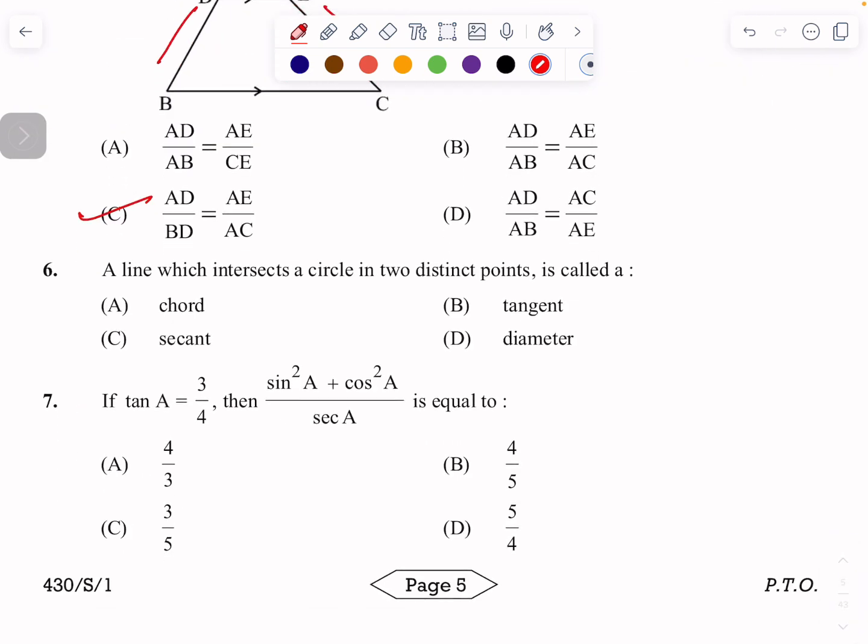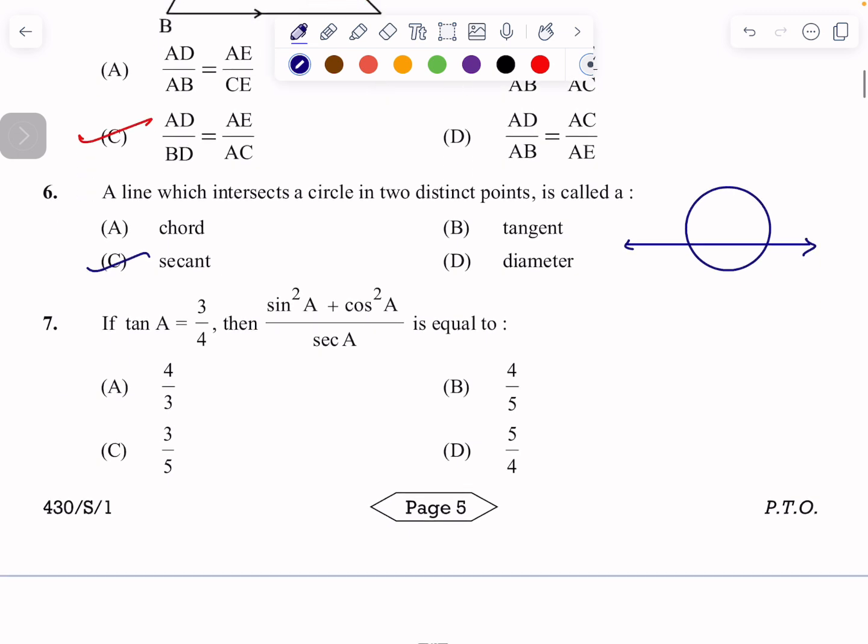Now a line which intersects a circle in two distinct points is called a secant, right? So this is the circle. When you draw a line like this, the line intersects the circle at two distinct points, two different points, and this line we call a secant.